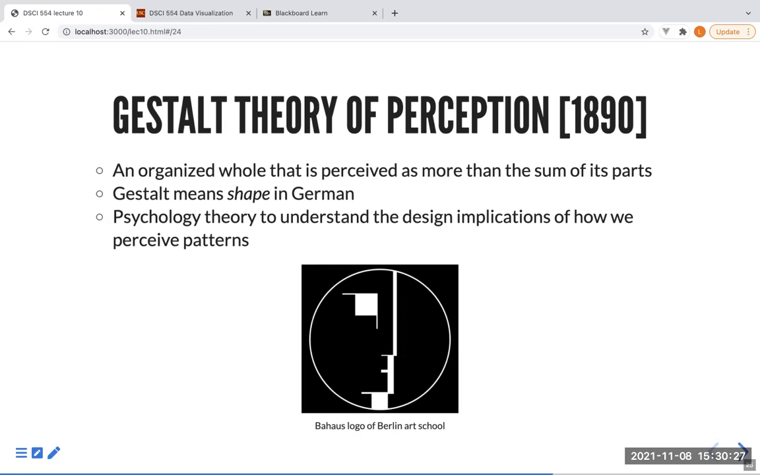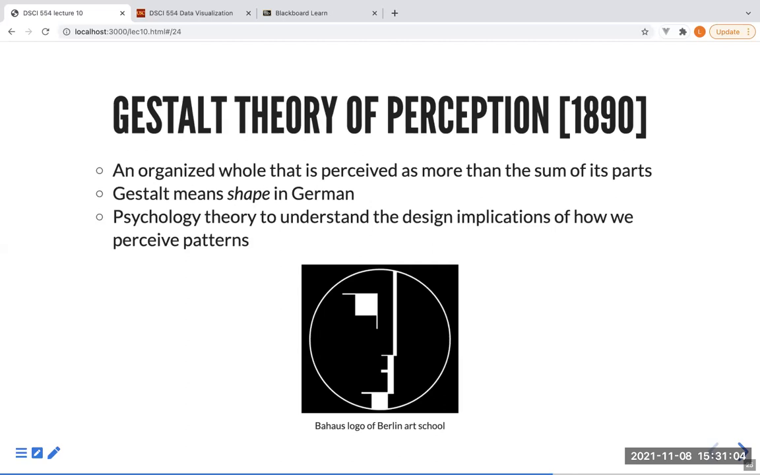So they were trying to understand how we perceive shapes. And by association, obviously, they went down the rabbit hole and they looked at colors and movement and so on. And they put together some rules on how we perceive patterns. So the basic of the theory is that we perceive a set of patterns as more than the sum of its parts.